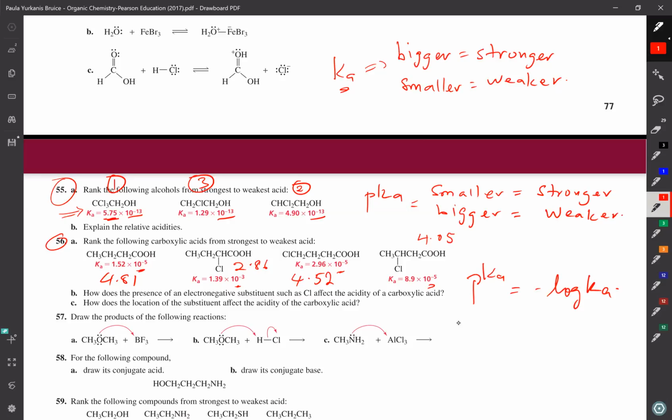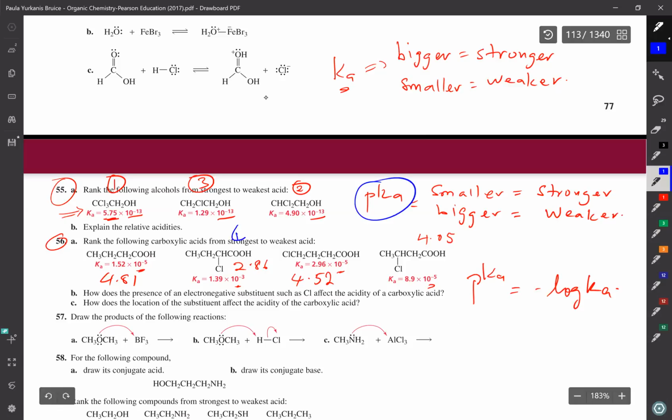Okay, now let me just give the answer. Hopefully you guys were able to rank it. So according to this, the smaller the pKa, the stronger the acid. So this is my strongest acid here, number 1, my number 2, my number 3, and my number 4. That's the way I will rank them. So here we've just seen how we can use the Ka value to rank the acids, and how we can use the pKa value to rank them.